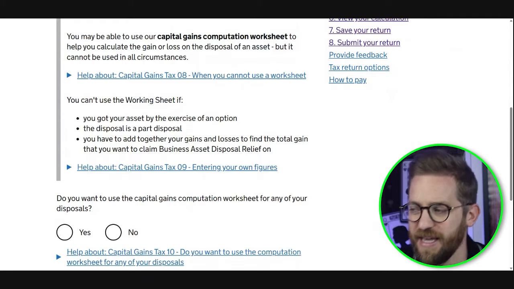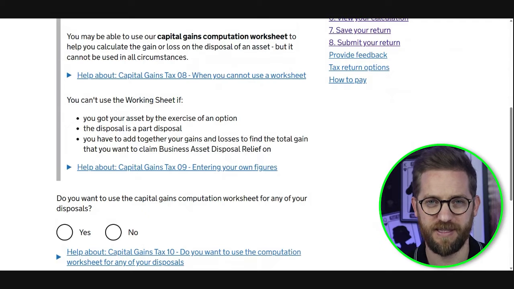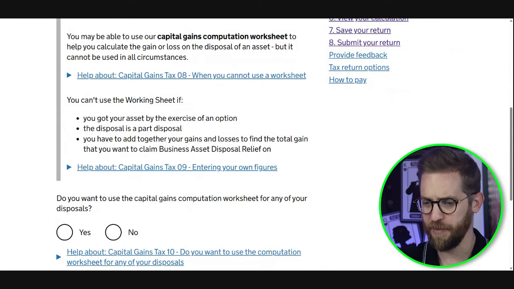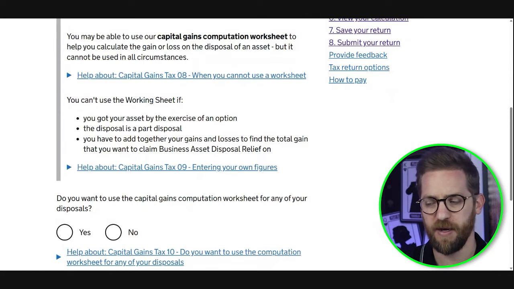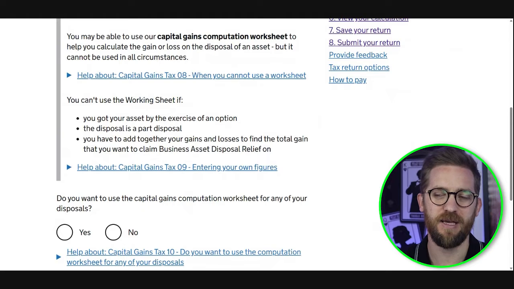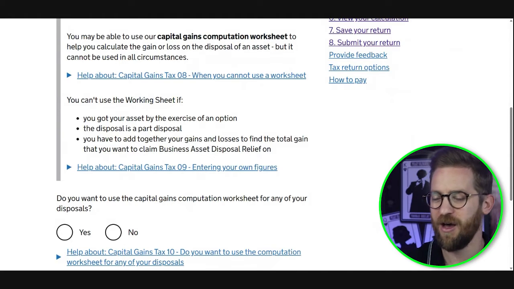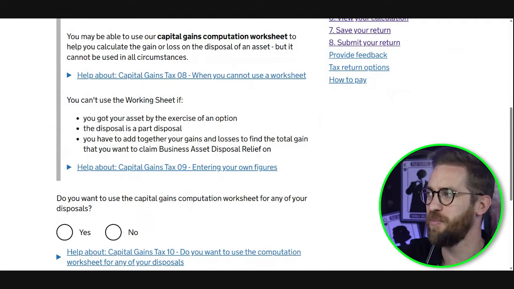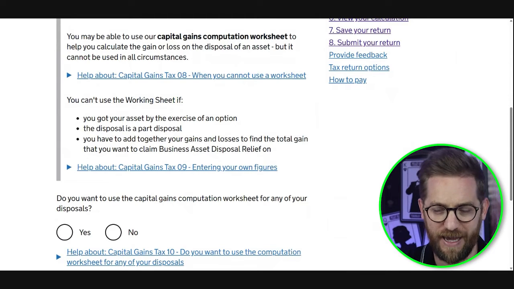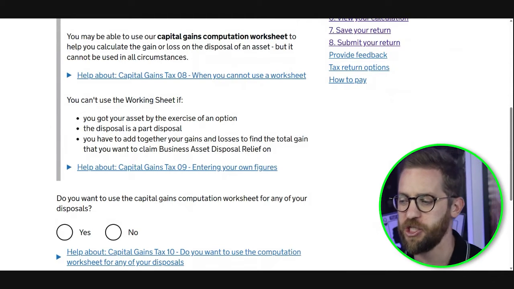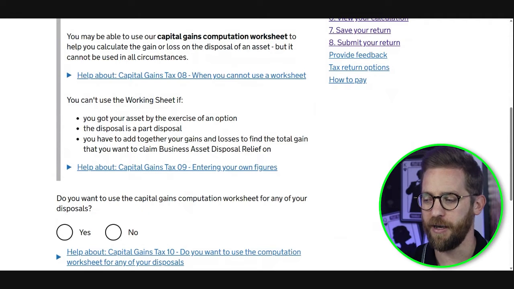So what they're saying is they have a basic computation, a basic worksheet for very simple disposal of an asset. I bought this one asset, I sold it, over here I made this much money. That's very simple. If it's more complicated than that, I bought two of these assets, I then bought another one a year later, disposed of one of them, it's too complicated. You won't be able to use their computation anymore. So just bear that in mind.